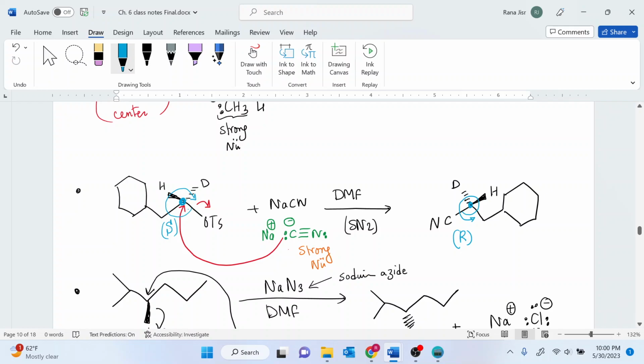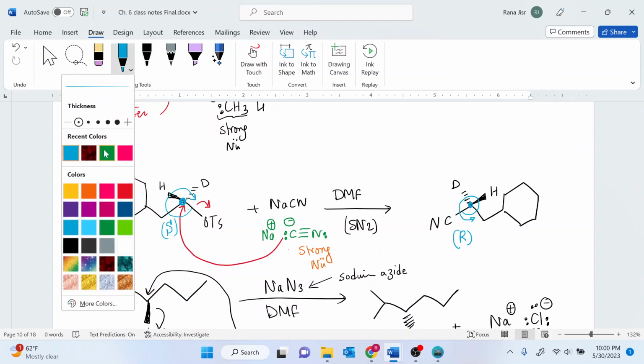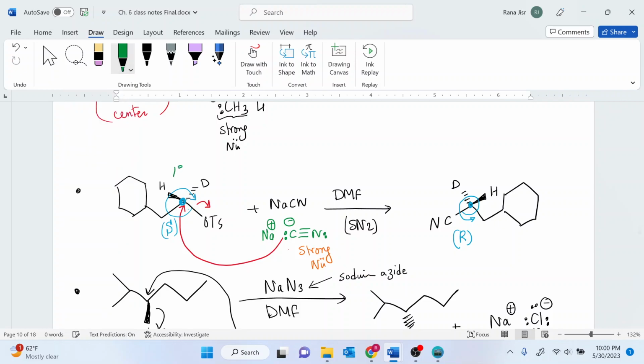inversion in configuration, meaning that if you are starting with an S chiral center, then your product is going to be an R. This is what inversion means. So here I'm starting with a primary alkyl leaving group. It is primary because the OTs is connected to a carbon, and this carbon is connected only to one carbon. Neglect the D. D is a deuterium, which is the isotope of hydrogen.